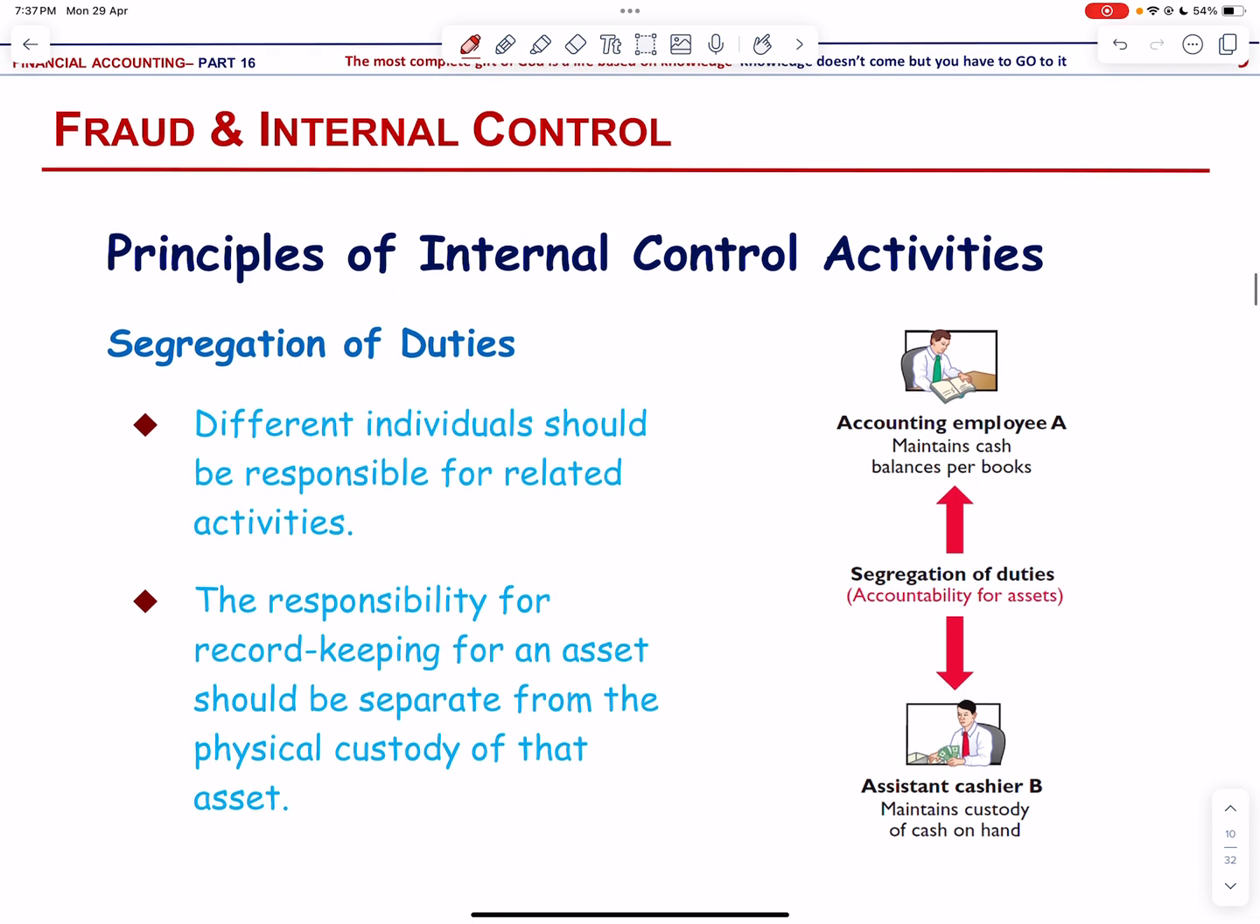The principles of segregation of duties entail division of tasks: assign different individuals to related activities to prevent conflict of interest or errors. Separation of responsibilities, that is, ensure that the person responsible for record keeping of an asset is distinct from the one who physically handles that asset. By adhering to these principles, organizations can reduce the risk of errors, fraud, or misuse of assets by ensuring checks and balances in their processes.